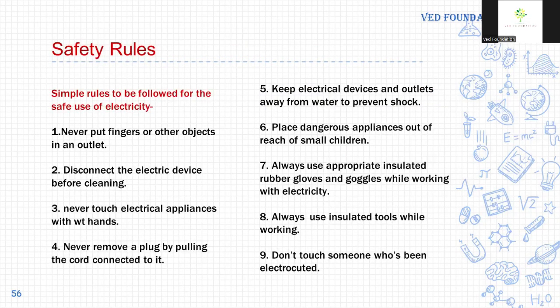Safety rules to be followed for safe use of electricity. These are the safety rules to be followed while doing electric work. First, never put fingers or other objects in an outlet. Next, disconnect the electric device before cleaning. Never touch electrical appliances with wet hands, because water is a good conductor of electricity and there is a possibility of getting shock.